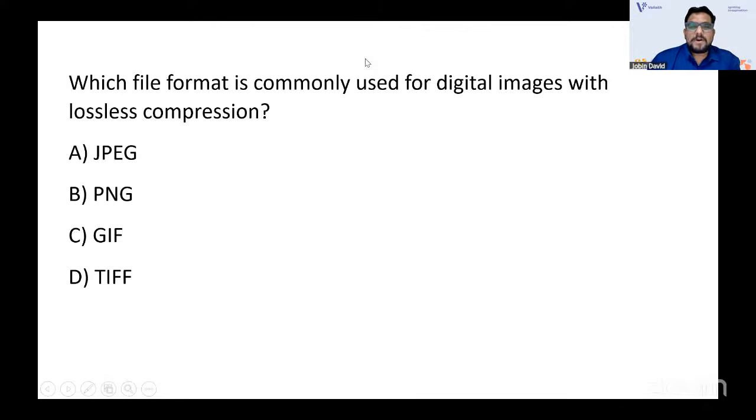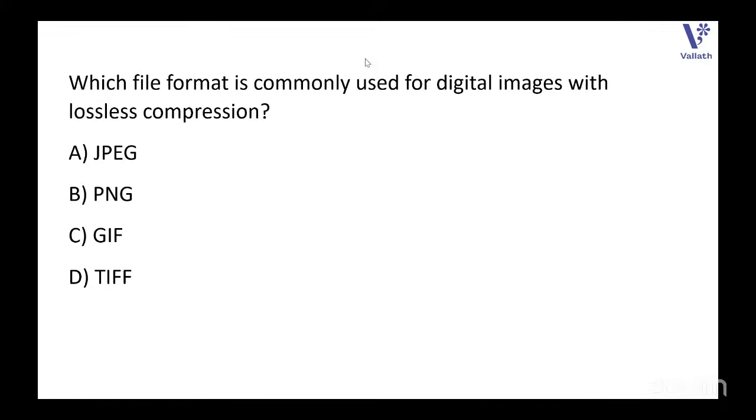Which file format is commonly used for digital images with lossless compression? Is it JPEG, PNG, GIF, or TIFF? JPEG is an image format, PNG is also an image format, GIF is also an image format, TIFF is also an image format. So which of these file formats is used for digital images with lossless compression?